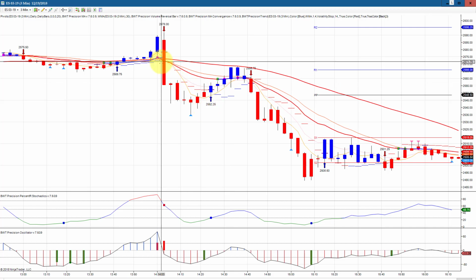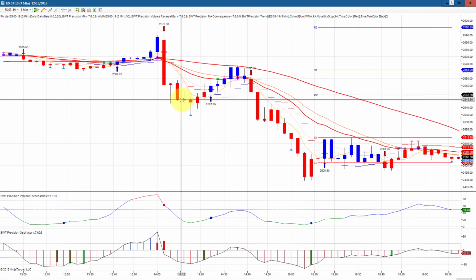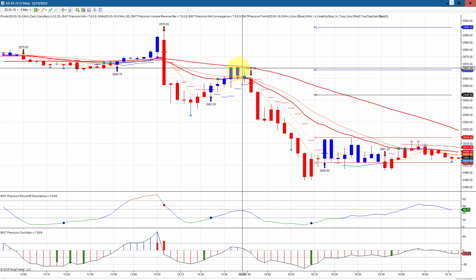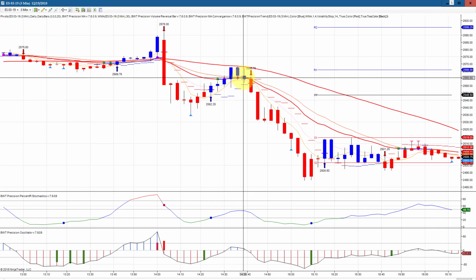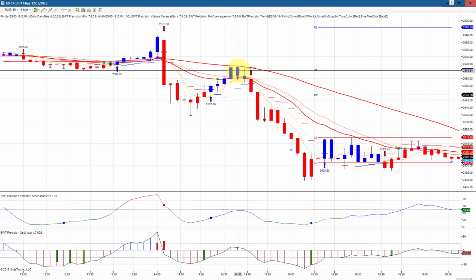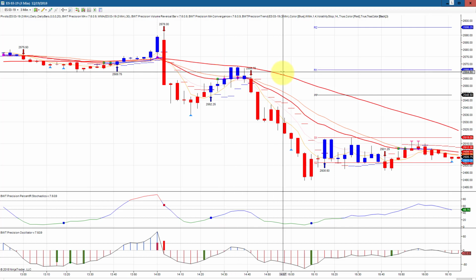Notice the first drop and then the first pullback. This is a really common pattern. And notice how the averages kind of tighten up here in the test. And so this is to the higher moving average here.